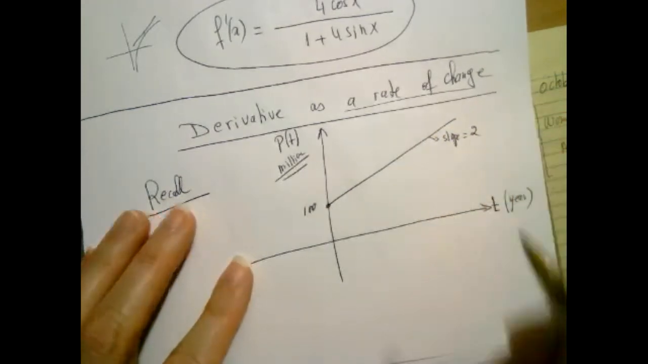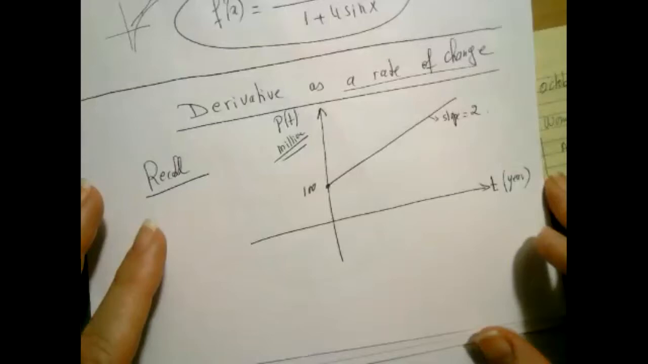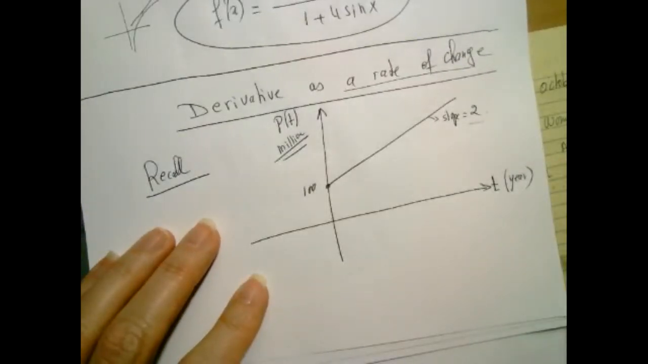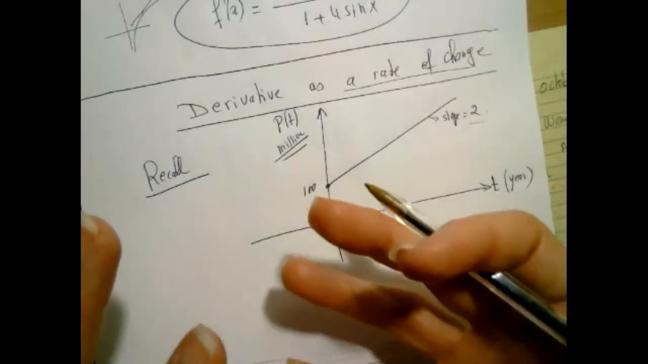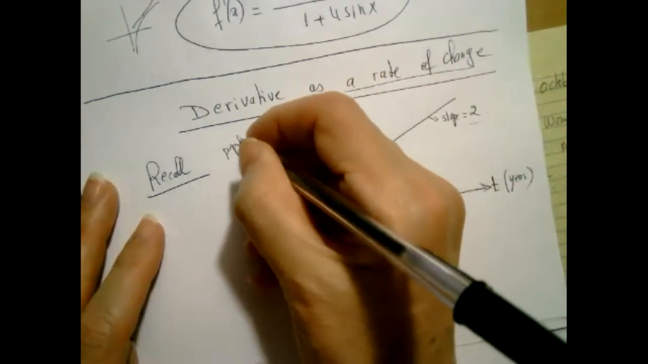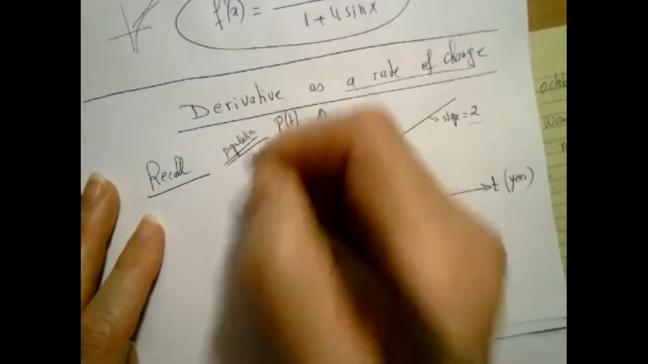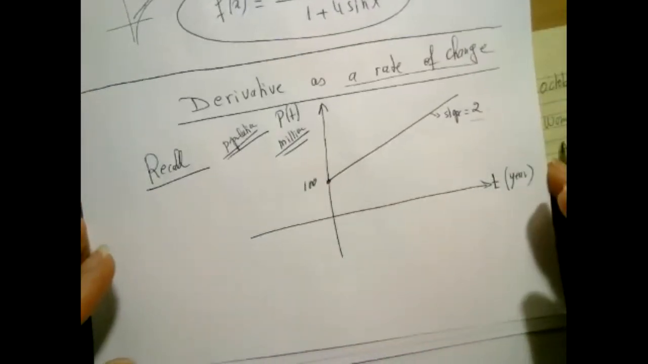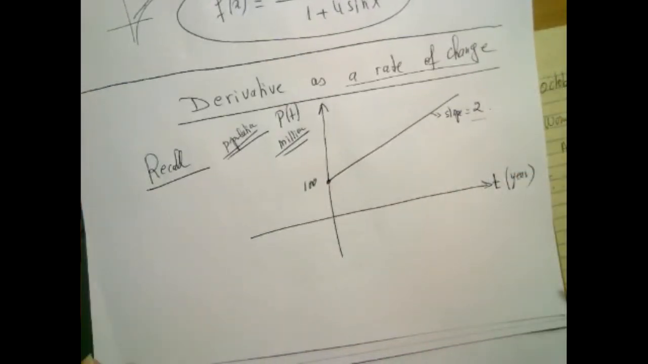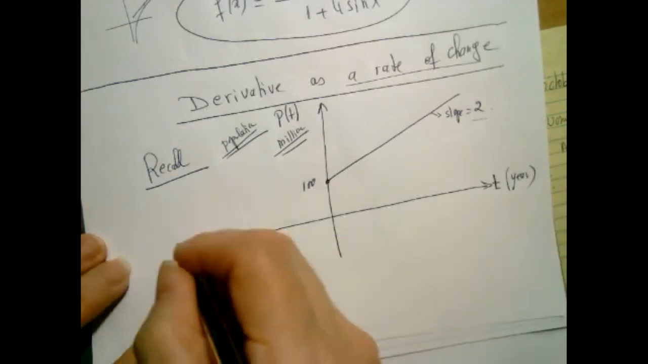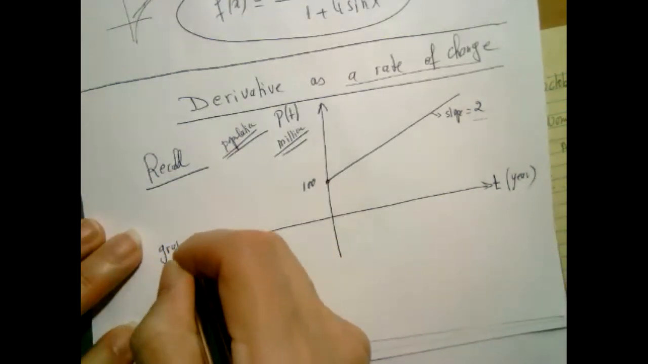is a 2. Okay, now I want you to help me interpret the 2. What does the 2 represent in this scenario? So we have, this is a population, let me write the words here. P of T represents a population in million, and this is in years. And I get the slope of 2 for this graph. So what does the 2 represent? What is your understanding of 2?